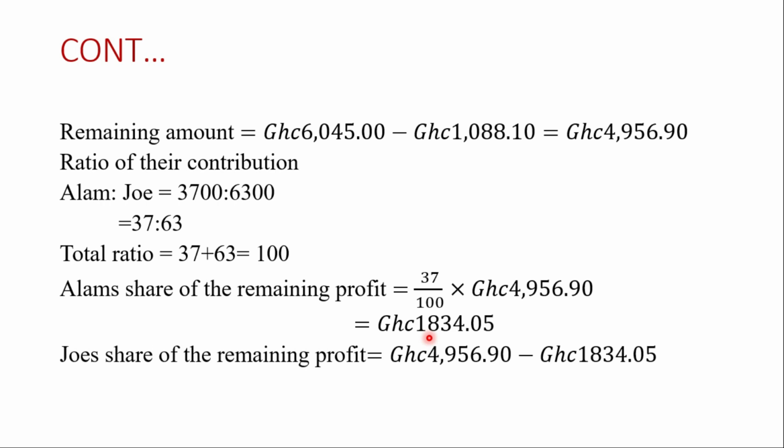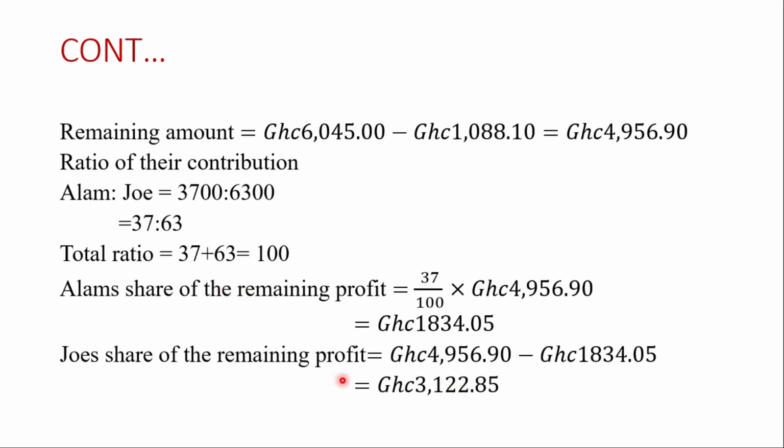Now Joe's share of the remaining profit is going to be the amount that is left. So after you have given some to Alam, then the rest that is left is for Joe. So that's why we have to take this 1,834.05 out of the remaining profit, and you're going to get 3,122.85 Ghana cedis. So that's what is given to Joe.